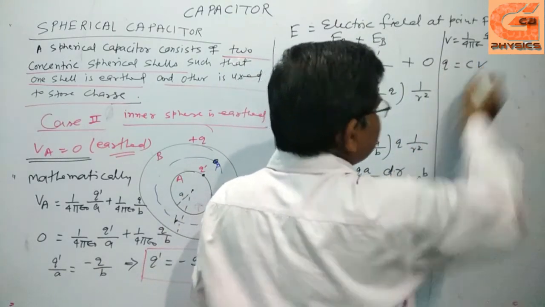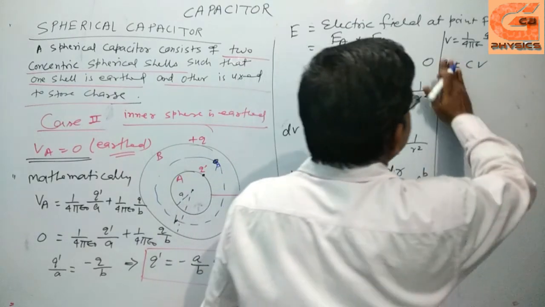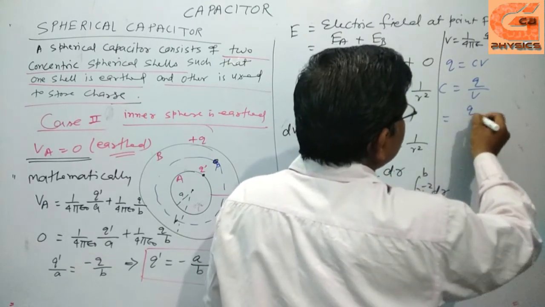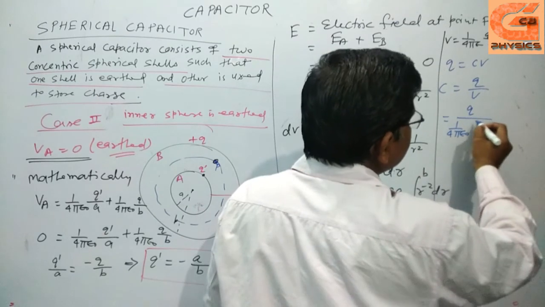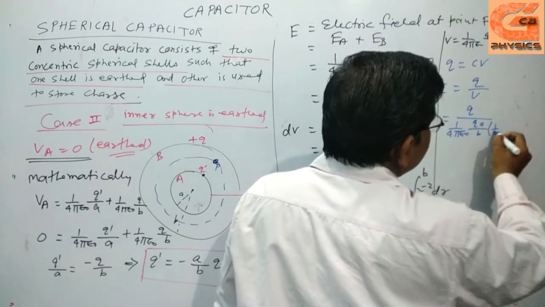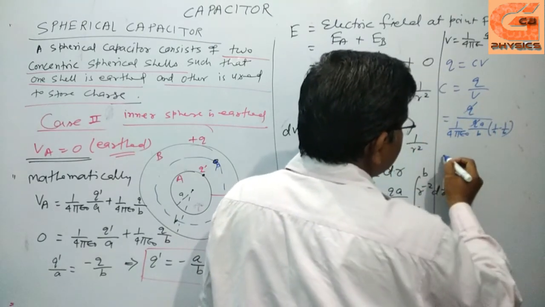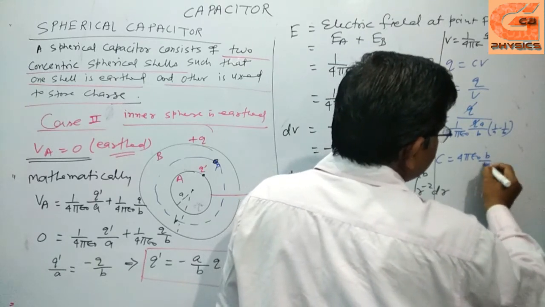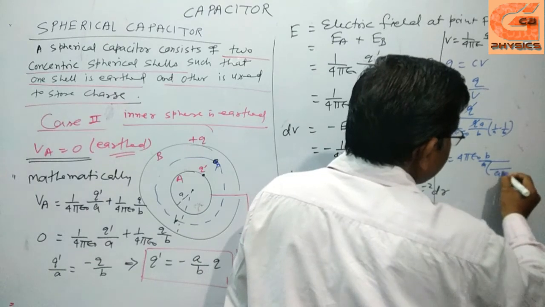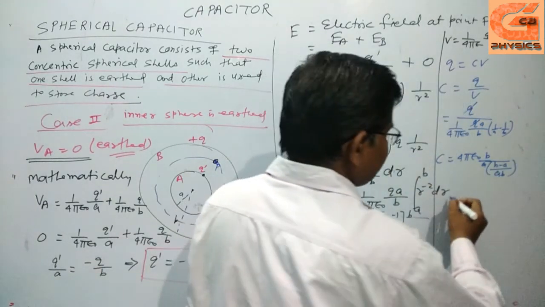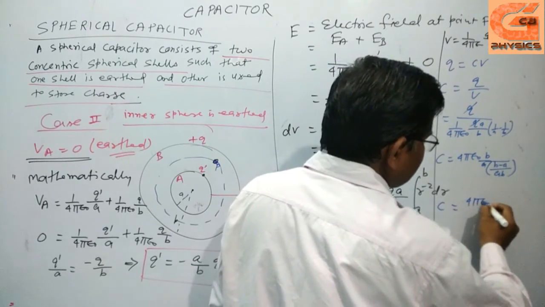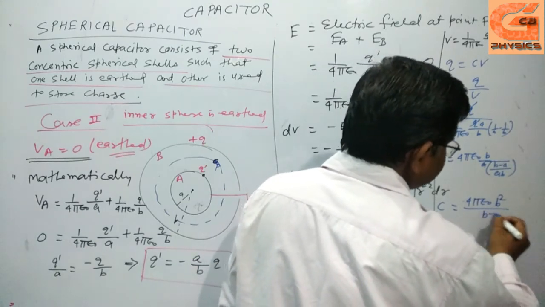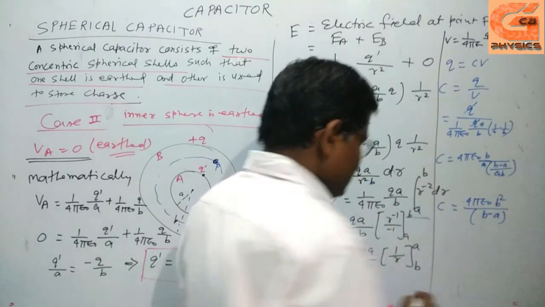Then Q equal to CV, as you know. Then C equal to Q by V, which is Q by 1 by 4 pi epsilon naught Q A by B and 1 by A minus 1 by B. Q cancels out, then it becomes 4 pi epsilon naught. And this one is B by A, and here is AB, and this is B minus A, and this becomes C is equal to 4 pi epsilon naught B square by A into B minus A. Because A and A cancel out, that's why B minus A.